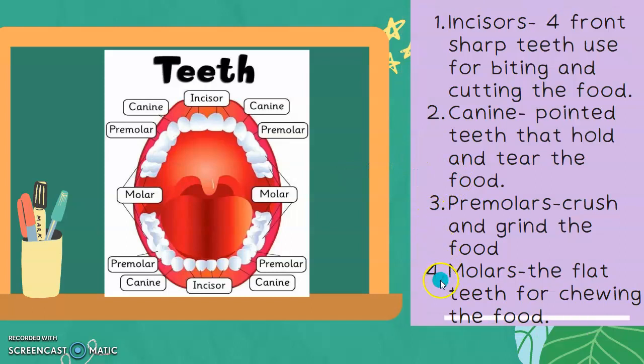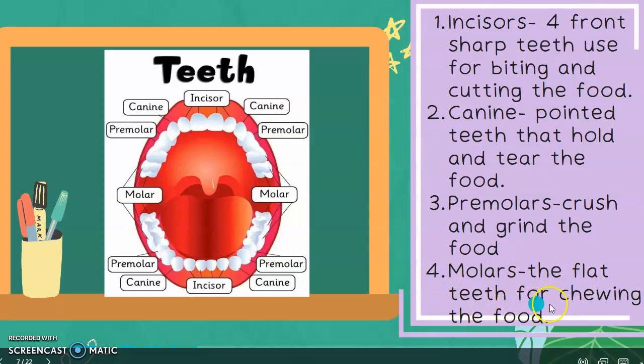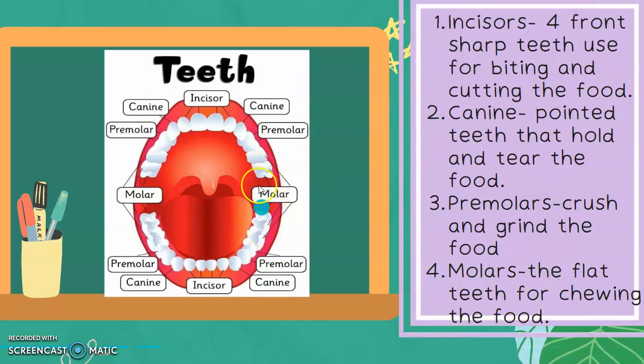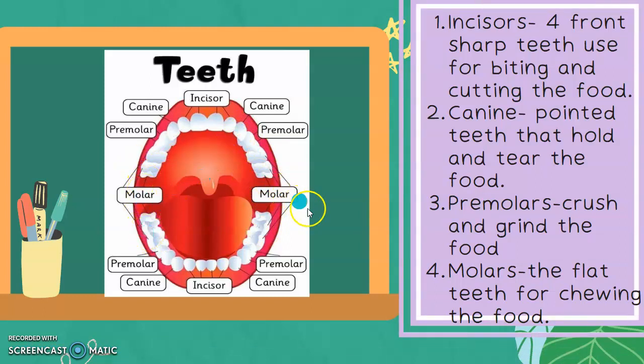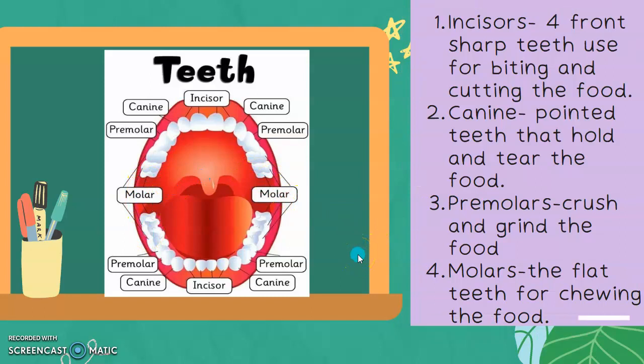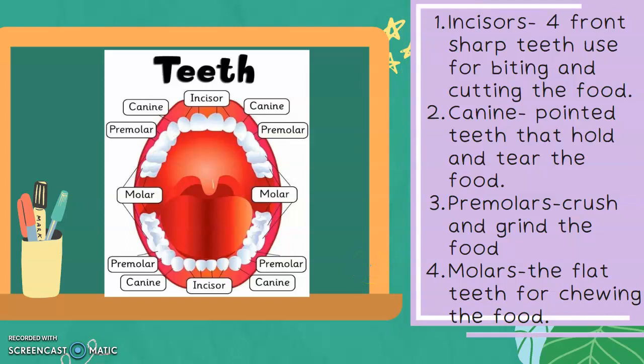At ang panghuli ay ang molars o yung bagang. These are the flat teeth used for chewing the food. Dito natin nginunguya ng husto o dinudurog ng husto yung mga pagkain natin bago natin siya lunukin. So, yan siya ha. Incisors, canine, premolars, at saka molars.